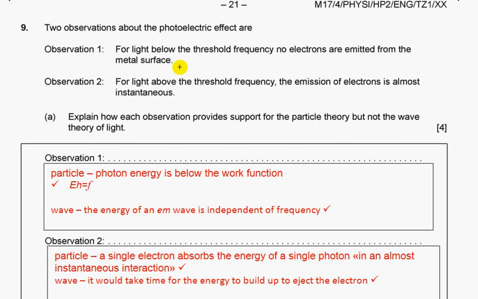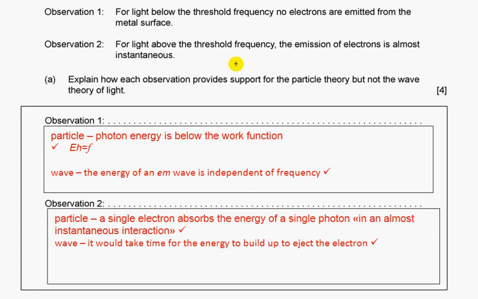Observation 1. So particle, photon, the particle which is the photon, its energy is given by this, and if the energy of the photon is less than the work function, no effect is observed. In wave theory, the energy of an electromagnetic wave is independent of frequency, and with very high intensity we should get this effect, but this doesn't happen.